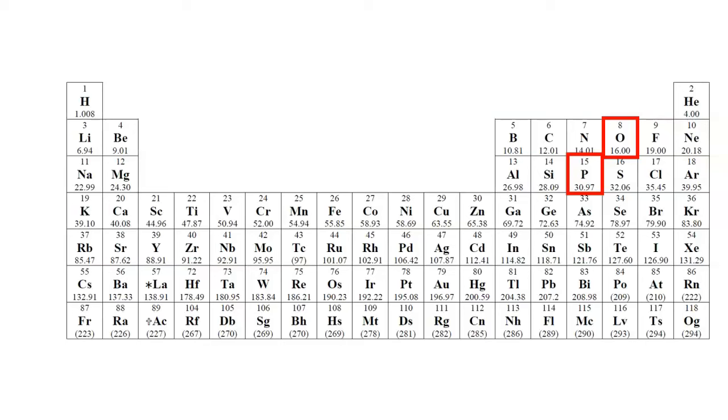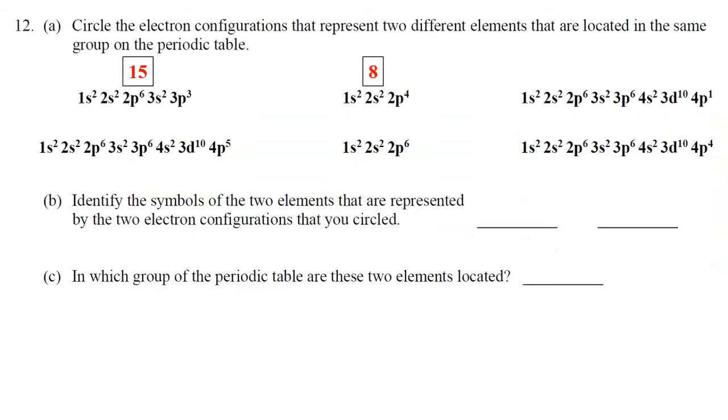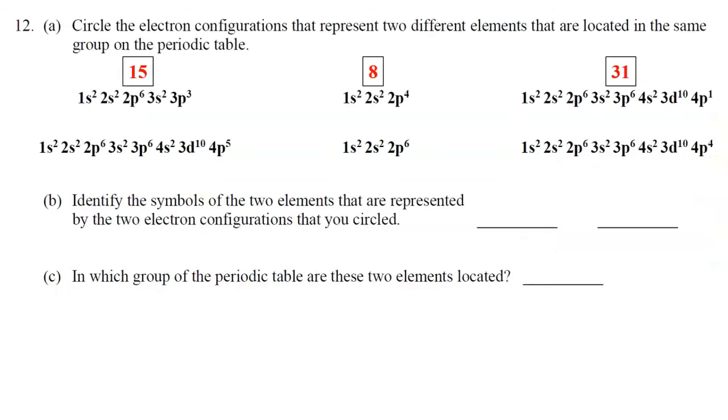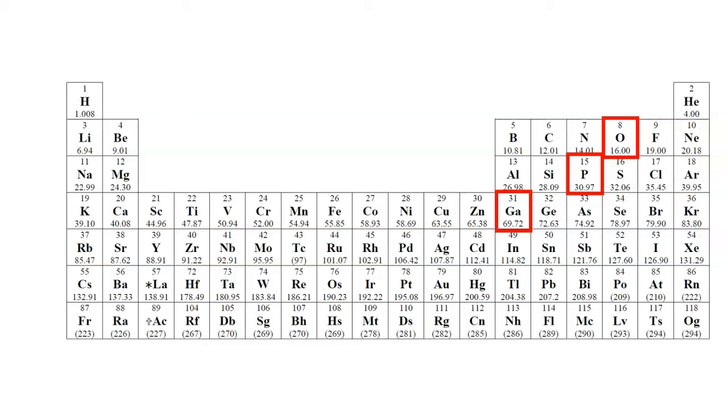So I will highlight each of these 6 elements, and then we'll see which 2 elements are located in the same group or vertical column on the periodic table. Our next electron configuration has a total of 31 electrons, and that would correspond to the element gallium, or Ga. In our next electron configuration, there is a total of 35 electrons if we add up the superscripts. So 35, that is the atomic number of the element bromine, which has the symbol Br.